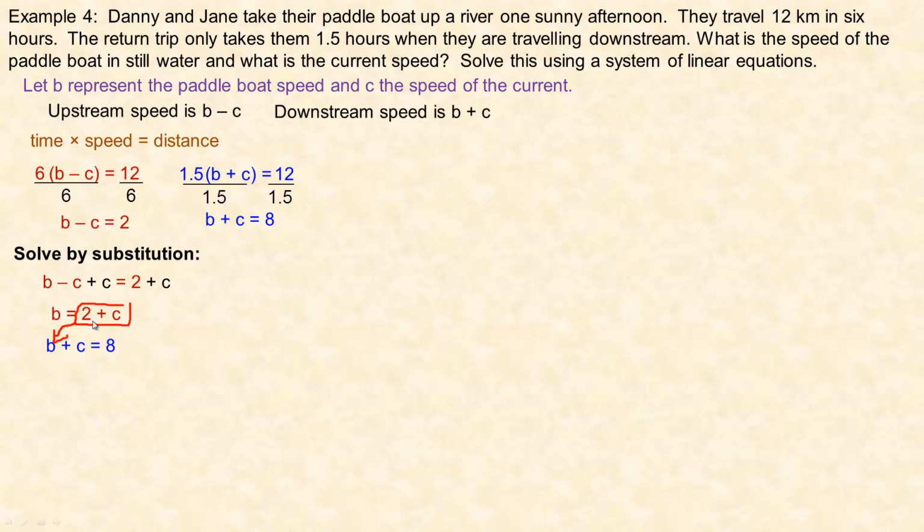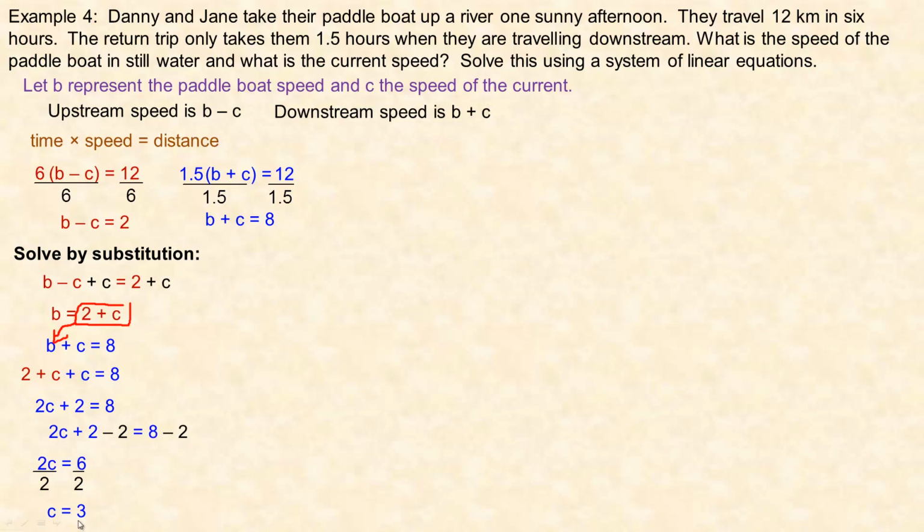So instead of the b here, we're going to start with 2 plus c, and then plus the c equals 8. So just collecting like terms, c and c add to 2c, plus this 2 equals 8. So I'm trying to solve for c now. So I'll get rid of this 2 by subtracting 2 from both sides. So that's gone. 2c would equal 6, and then we would divide out the 2 to get c equals 3. So it looks like the current is 3 kilometers per hour.